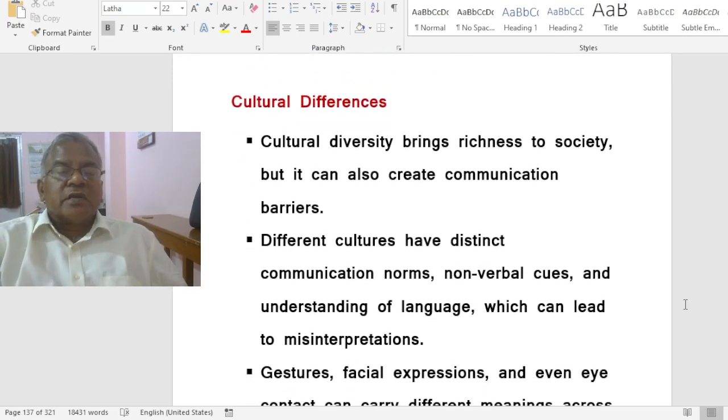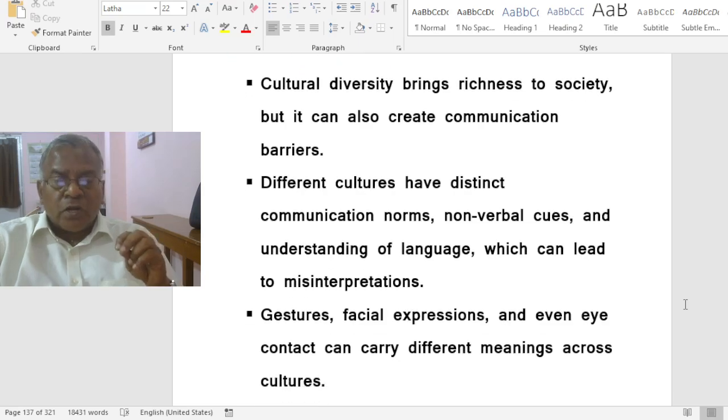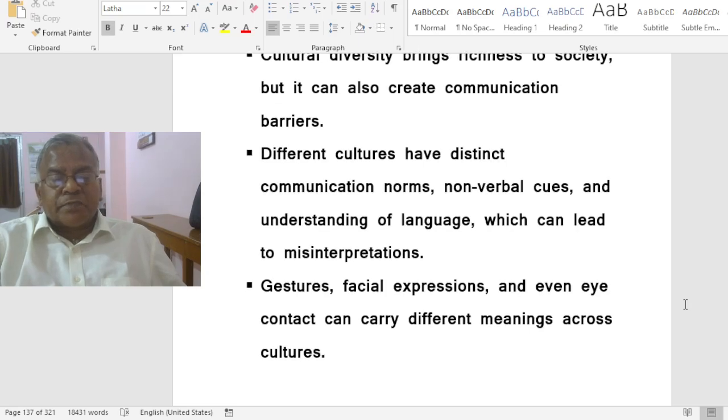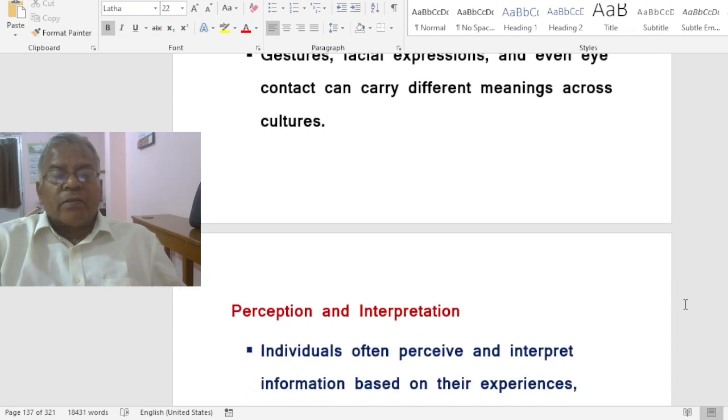Cultural differences. Cultural diversity brings a richness to society, but it can also create communication barriers. Different cultures have distinct communication norms, nonverbal cues, and understanding of language, which can lead to misinterpretations. Gestures, facial expressions, and even eye contact can carry different meanings across cultures.